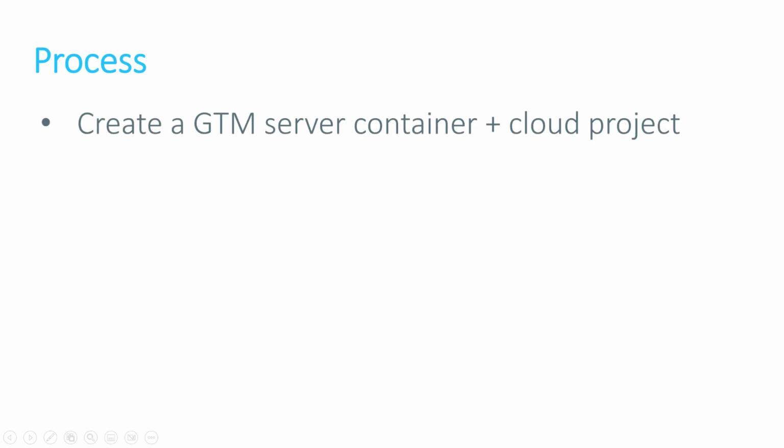Now let's take a look at how we can actually configure server-side Google Tag Manager. Here is the process that we will follow. First, we will need to create a Google Tag Manager server container, and then we will provision, or in other words, create that container in Google Cloud. It is also possible to host a Google Tag Manager container with other providers, such as Amazon, for example. But in this particular tutorial, I will be using Google Cloud Platform.